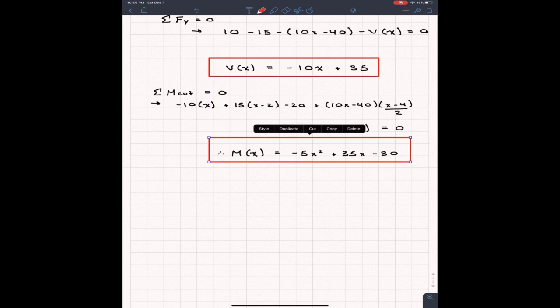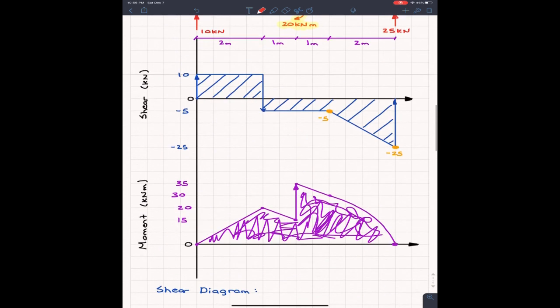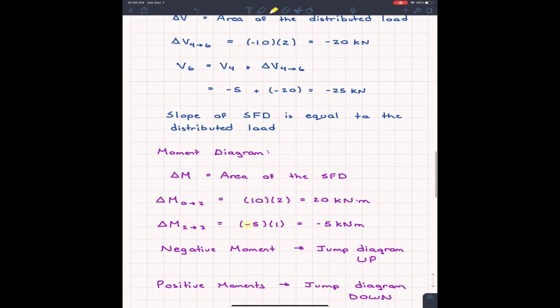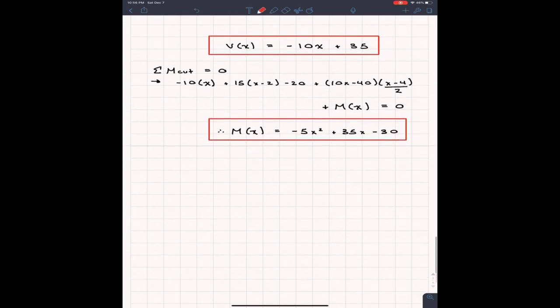But we're not done yet, because if we look at the question, it wants us to determine those equations, but at the very end, which a lot of students will miss, because after they find the equations they go, that was a lot of work, that must be it. But it wants us to find the shear and bending moment at x equals 5 using these equations, which is always very easy, because once you have the equations you just sub in the value x equals 5. So when we put in V of 5, we get negative 15 kilonewtons. Then we put 5 into the moment equation, and we get 20 kilonewton meters.